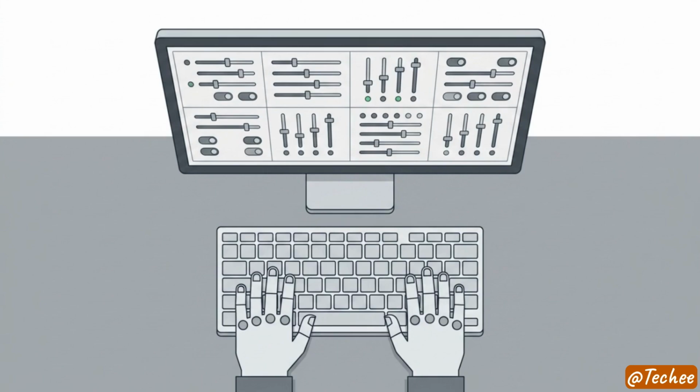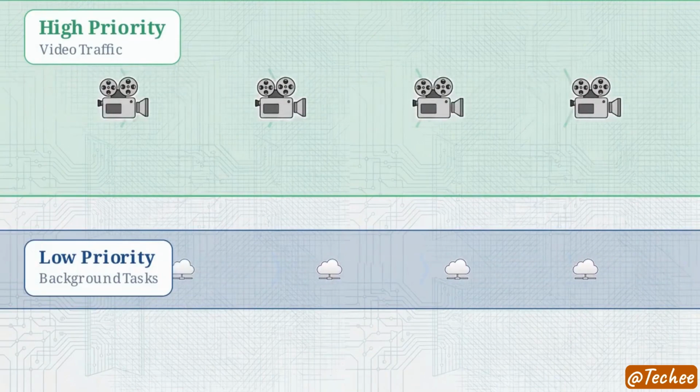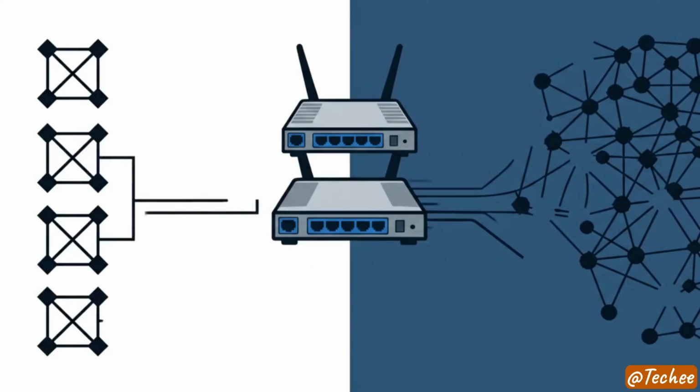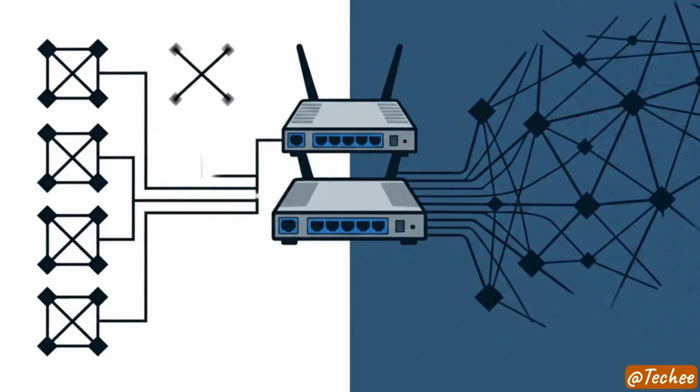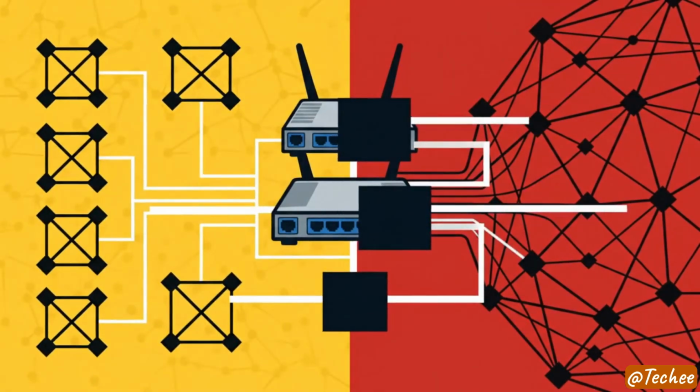Administrators also use the router to set quality of service rules, which prioritize bandwidth-heavy traffic, like video calls, over background tasks. Without the router's Layer 3 intelligence, global connectivity collapses. Individual networks would be unable to communicate, effectively ending the internet as we know it.